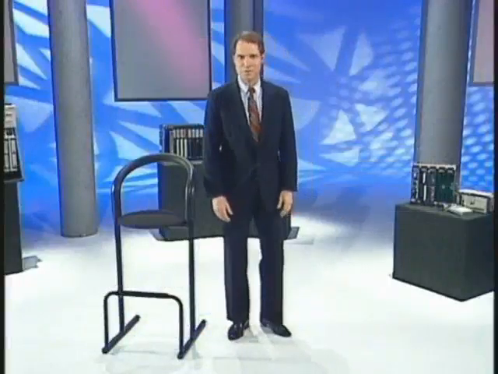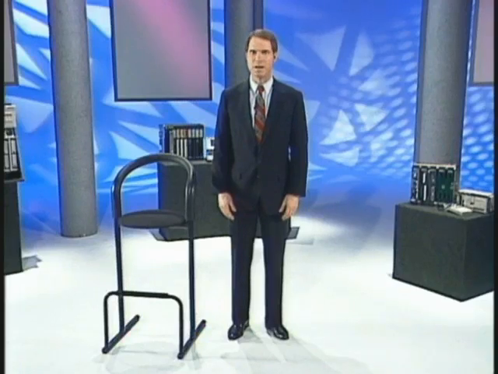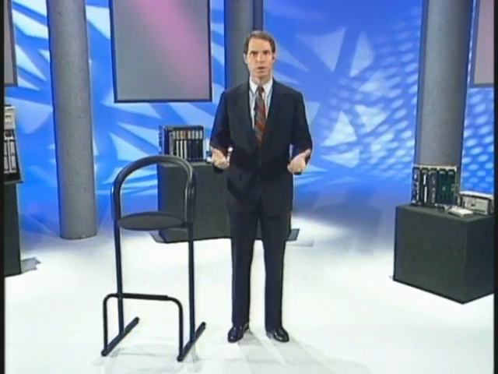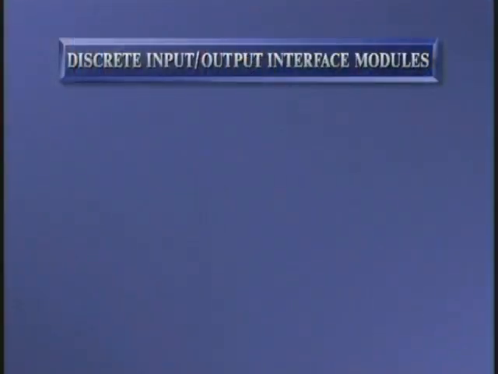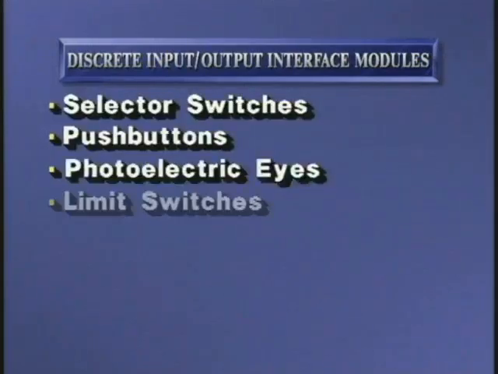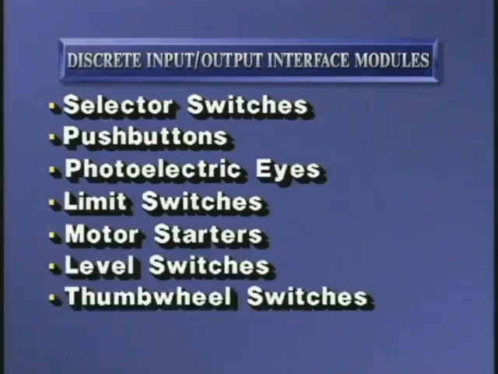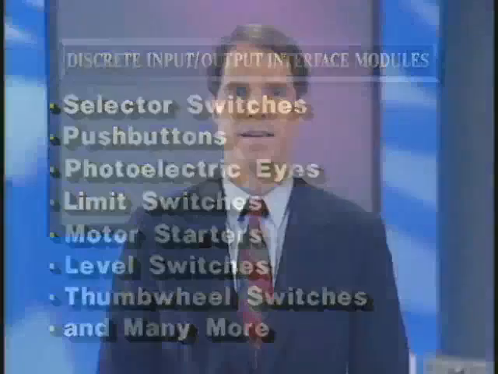As previously mentioned so far in this program, the discrete input connects to input devices that exhibit an on or off, open or closed signal equivalent to a switch closure. Some discrete input field devices may be selector switches, push buttons, photoelectric eyes, limit switches, circuit breakers, proximity switches, motor starter contacts, level switches, thumb wheel switches, and many, many more. The input signal to the input interface looks the same regardless of where it comes from. That is, the field device that originates it.